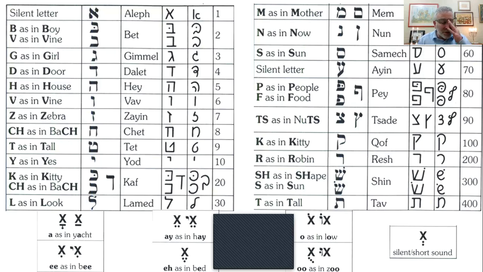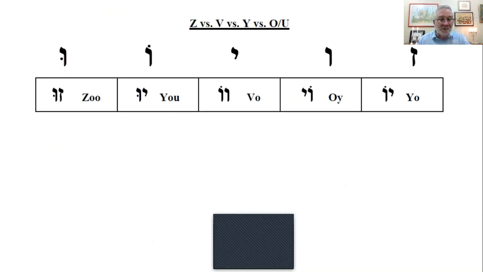Now, you might have also noticed, if you've been glancing through this chart, that there's a number of letters that look a lot like each other. So here are just some of them. On the right side, going right to left, we have a Z sound. Then we have a V sound. Then we have a Y sound. Then we have an O sound with the dot on top and a U sound with a dot in the middle. But you can see how those look very, very similar.